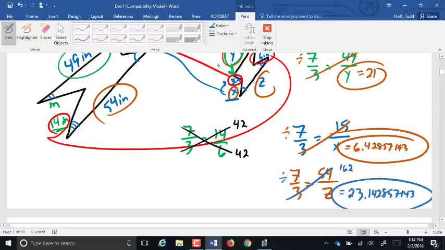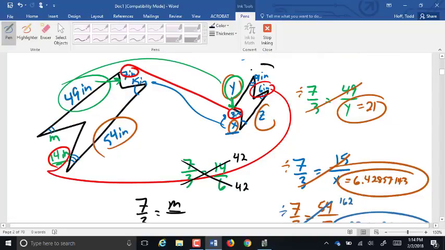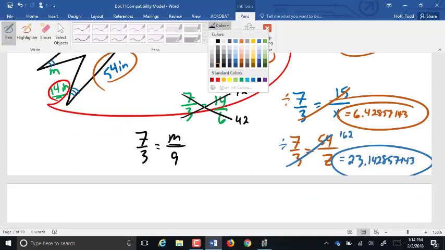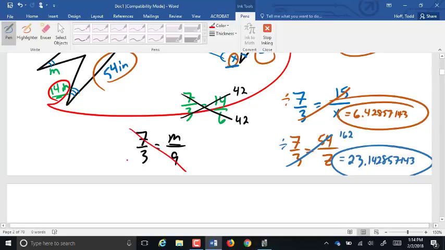And finally, we need to find m. We've still got the 7 to 3. This time, m comes from the same figure as the 7, and it corresponds with the 9. So we cross multiply and divide. 7 times 9 is 63. Divided by 3, m is 21.